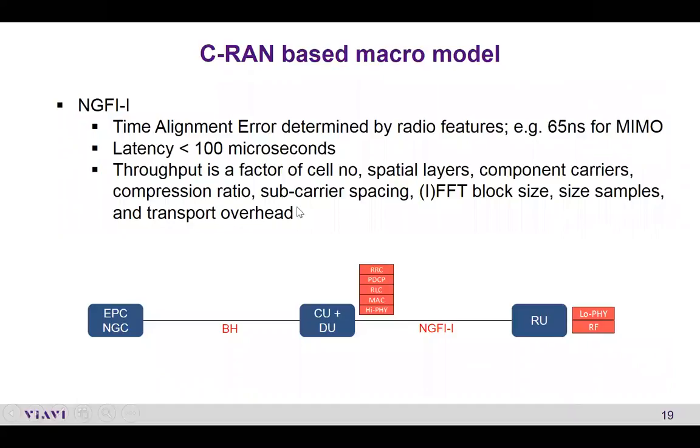And in this case, the throughput is determined by multiple factors beyond what we had in previous slides: the number of cells, the spatial layers, the component carriers, the compression ratio. The big factor is this one. That's why it's important to decide at the end of the day, do we need option 7.1 or 7.2? Because the FFT block size is such a huge factor in that option, and the overhead, obviously. Those are the things that determine the throughput of this option.